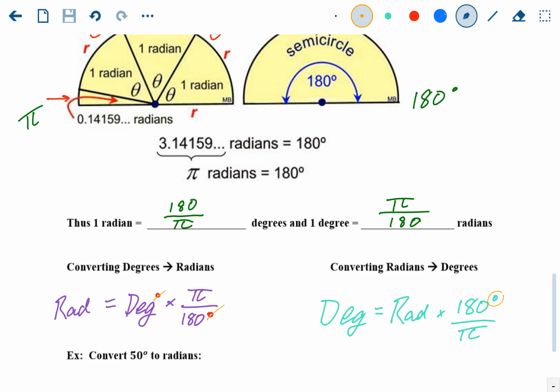All right, so those are the key points here. So we're going to show a couple examples. Really, this is just a skill in multiplying. Can you multiply and simplify fractions? That's all this is.